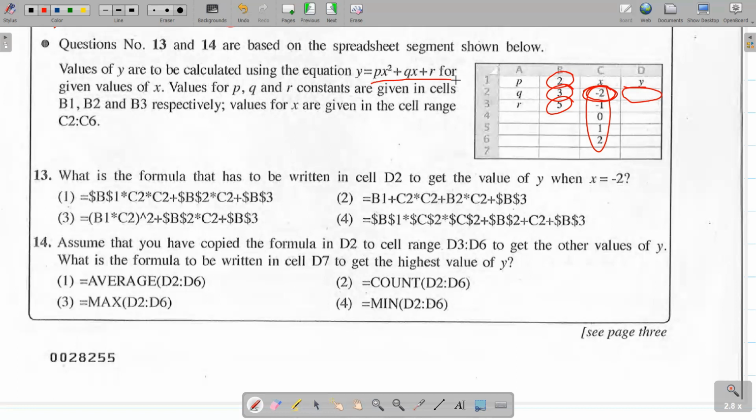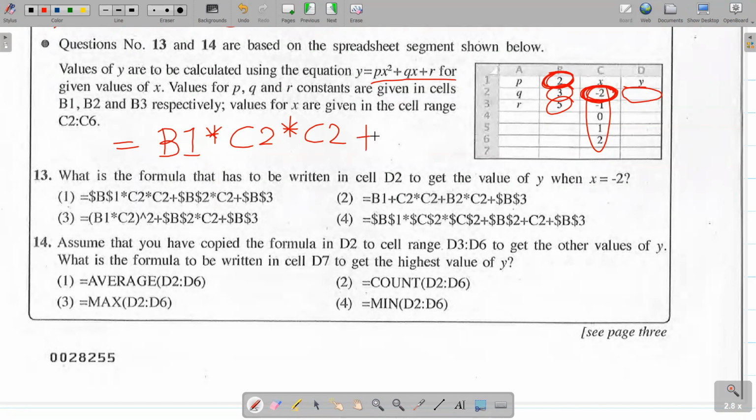So it is easy. So like px square we have to create first. So p comes from here, which is the B1. So we can simply say B1 should be multiplied with x square. X square means the value of the corresponding x, which is going to be C2, right? So C2 must be multiplied with another C2. That's how the px square is going to be there.